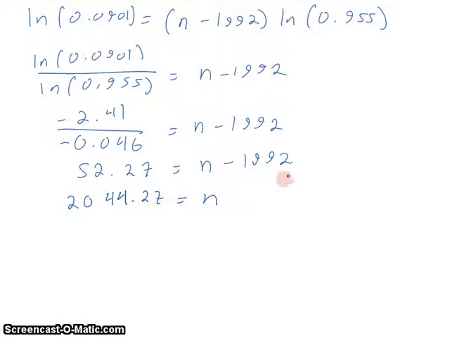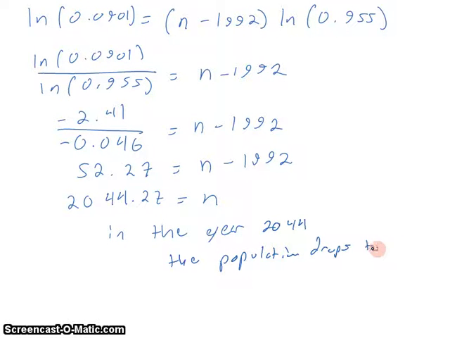2044.27. The question says, in which year? So, well, it's in the year 2044 plus a little bit. So, in the year 2044, the population drops to 50.